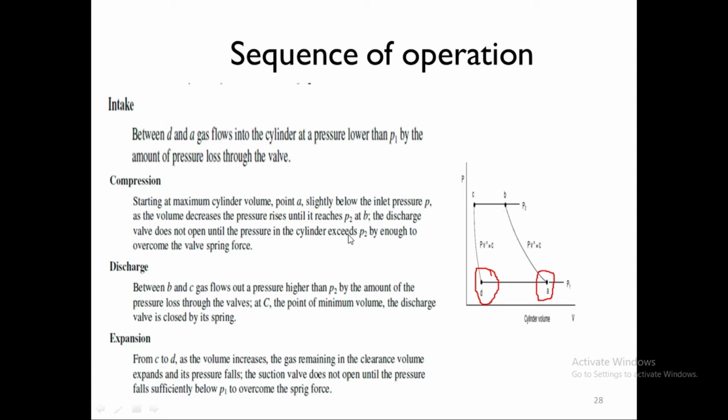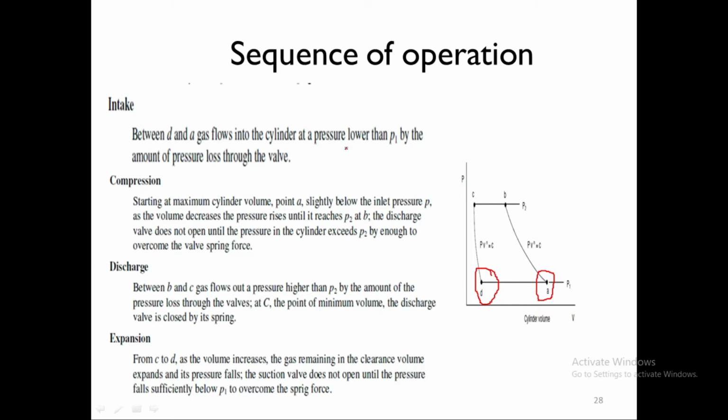and then the discharge valve does not open until the pressure in the cylinder exceeds P2. So this outlet valve will not open till it has reached above P2, because the outlet valve is set with a spring load, and the pressure has to be slightly above that. Then the spring will let open the outlet port and your refrigerant can discharge from there. The discharge valve does not open until the pressure in the cylinder exceeds P2 by enough to overcome the valve spring force.